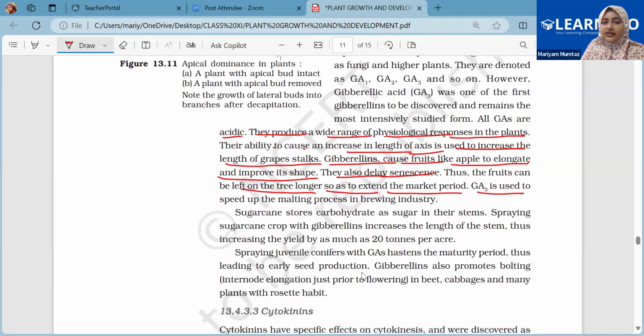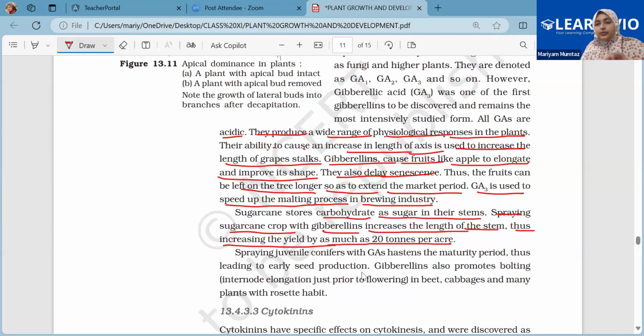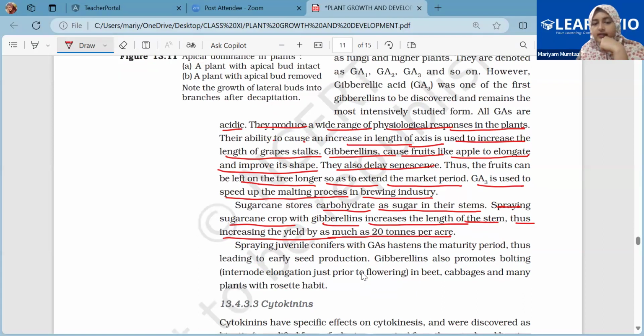GA3, gibberellic acid 3, is used to speed up the malting process in the brewing industry. Sugarcane stores carbohydrate as sugar in its stems. Spraying sugarcane crop with gibberellin increases the length of the stem, thus increasing the yield by as much as 20 tons per acre. So when the length of the stem is increased, so is the sugar quantity in it.